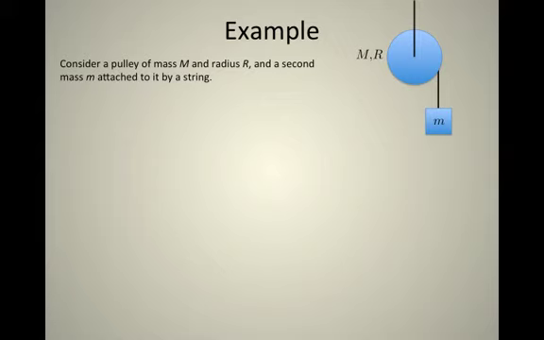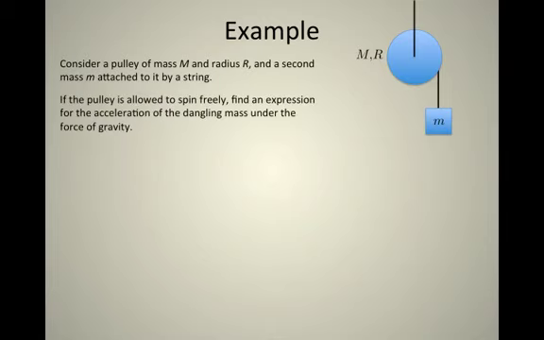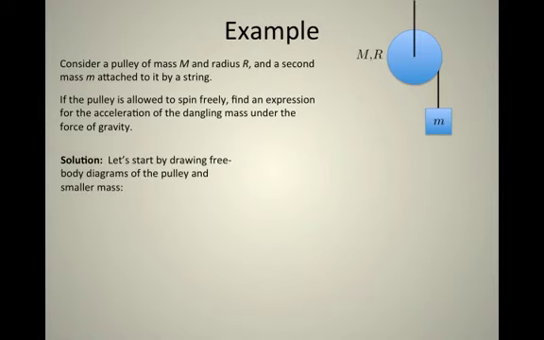Let's imagine a mass little m is hanging off of a string from a pulley. The pulley itself is massive. It has a mass capital M and a radius capital R, and the string is wound around the edge of the pulley. If the pulley is allowed to spin freely, then the mass little m will start to pull downward because gravity pulls on little m, but it won't fall quite as fast as if there was no pulley there, because the string is holding it back. Our goal will be to find the acceleration of this mass little m.